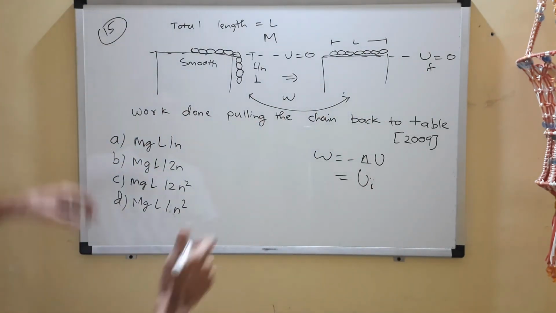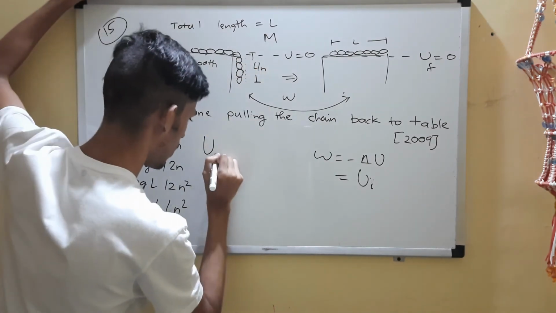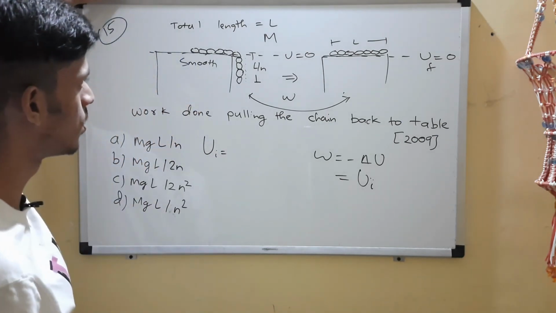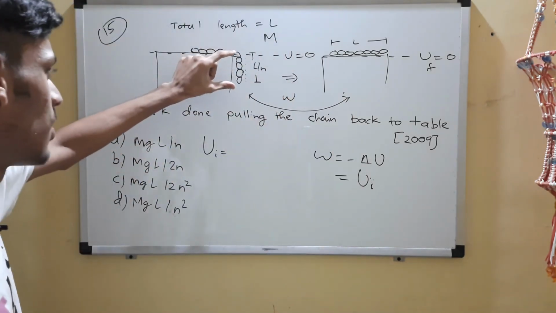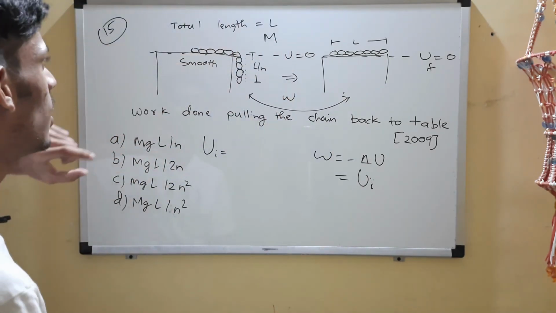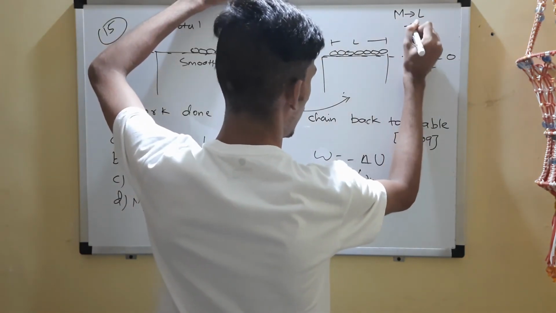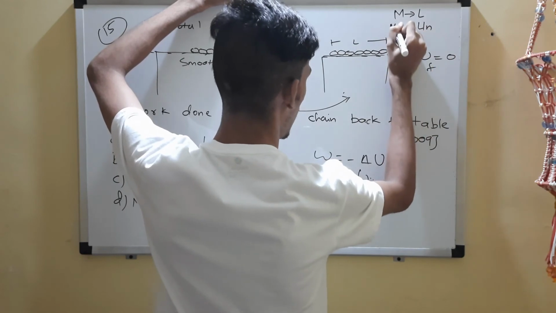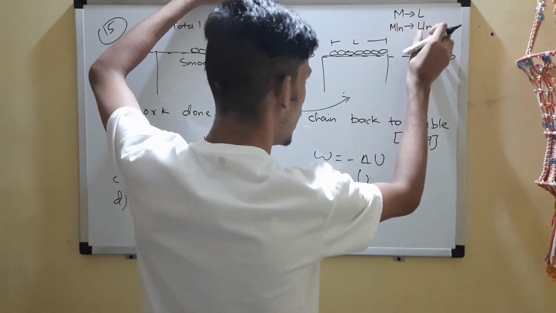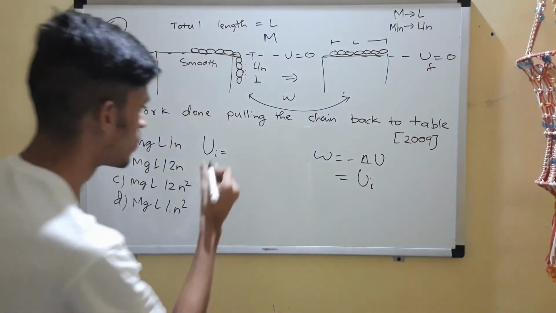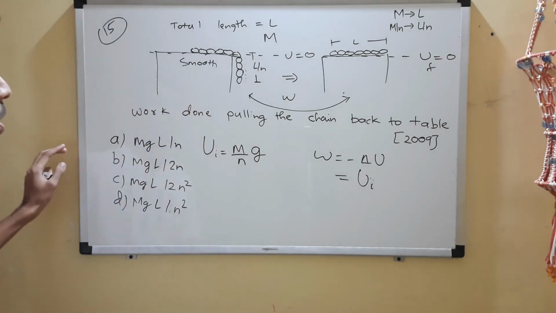Okay, so the initial potential energy will be due to this portion, right? So how will we find that? mgh. Now m is not the total mass of the chain, right? It is the mass of this portion. Since L has mass M, L by N will have a mass M by N. Okay, it is uniform. So if L has mass M, L by N will have mass M by N. So M by N into g, of course, and into h.